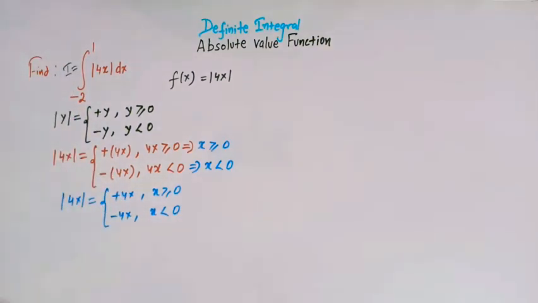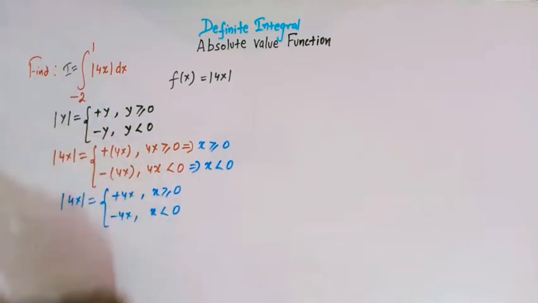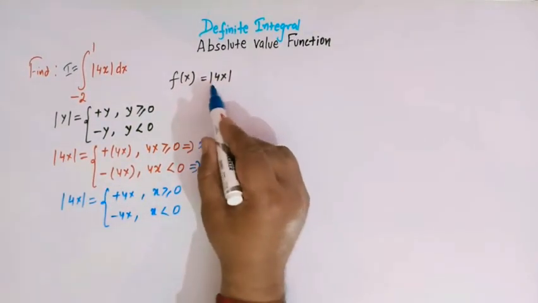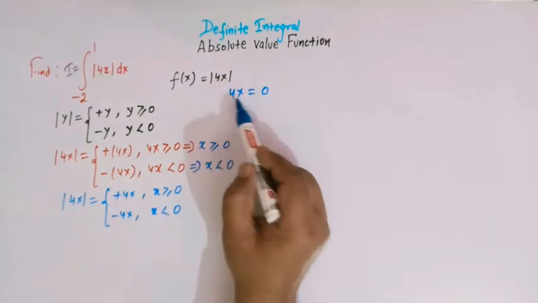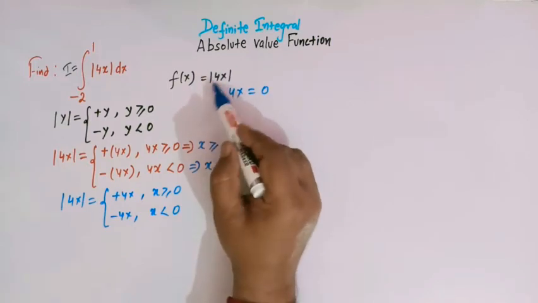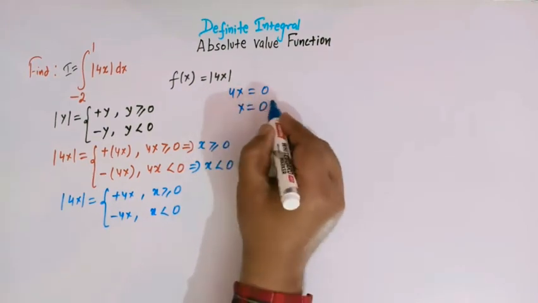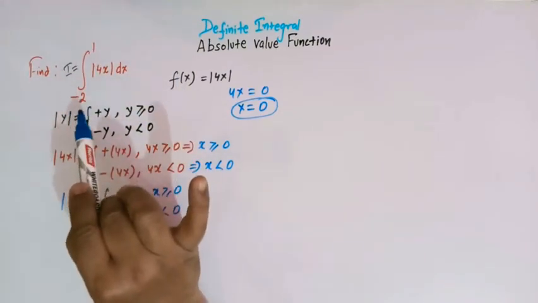And now let us find out the points where we have to break this limit, or we have to express this integral I as a sum of two integrals. So let us find the breaking point. For calculating the breaking point or the critical point, we'll solve this equation, that is 4x is equal to 0. So we'll equate the function which is inside these two vertical lines equal to 0, so we have x is equal to 0. So this is the point where we have to break the limit.